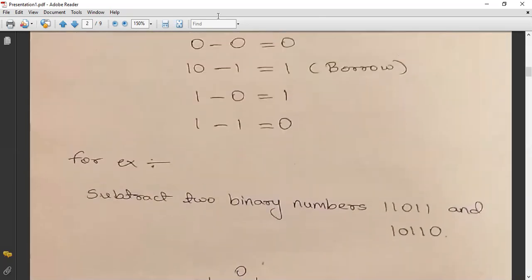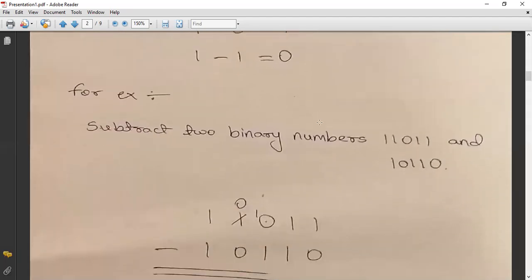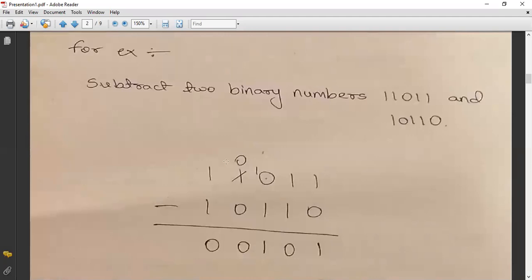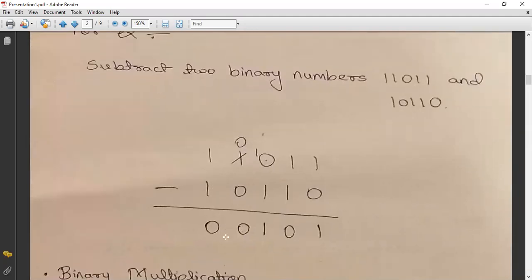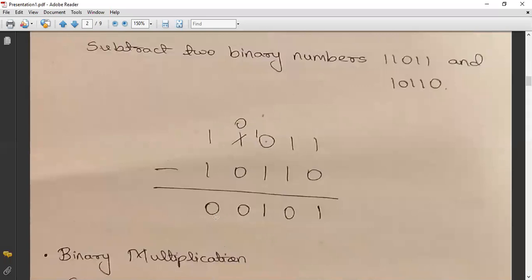How have we written this? We have written this from this rule. So 10 minus 1 is 1. Again 0 minus 0 is 0 and 1 minus 1 is 0. So the final answer for this question is 00101.